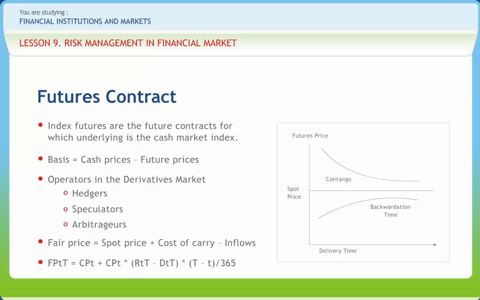The situation where the price of a commodity for future delivery is higher than the spot price, or where a far future delivery price is higher than a nearer future delivery, is known as contango. The reverse, where the price of a commodity for future delivery is lower than the spot price, or where a far future delivery price is lower than a nearer future delivery, is known as backwardation.